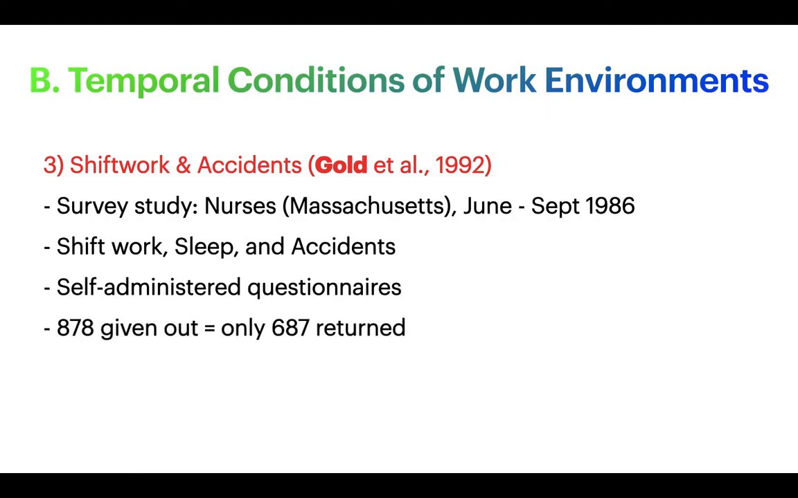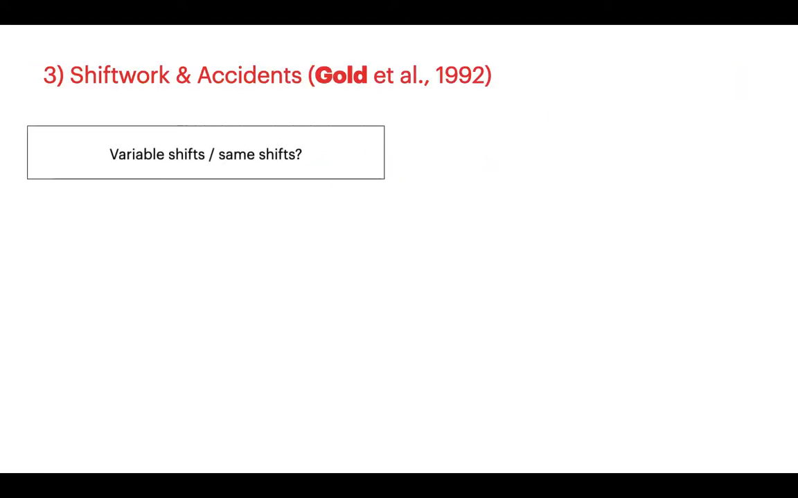They gave 878, only 687 returned. The mean age of the nurses was 33.9 years, right? So people either had variable shifts or same shifts, right? So the nurses had to decide. On the current week, they were asked to record how many days. How many days in the week did you work in the daytime? How many days in the week did you work in the evening? How many days in the week did you work at night? Right?